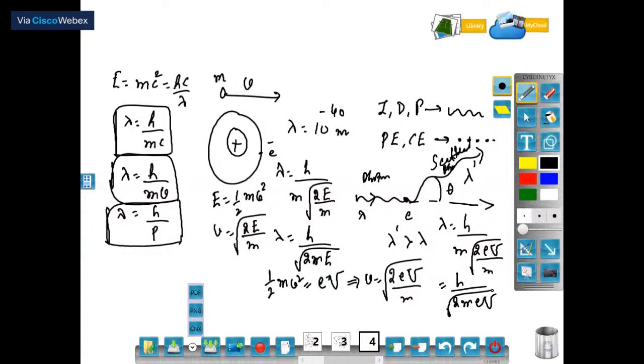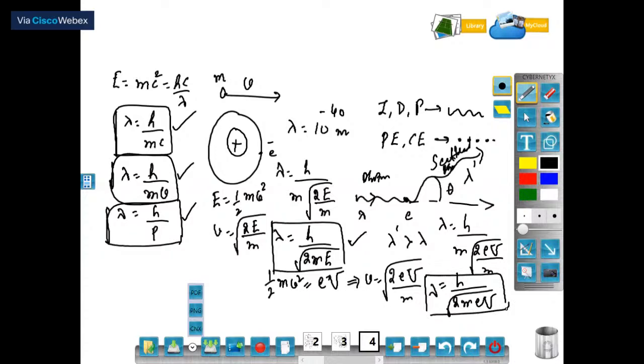So these are the various versions of the de Broglie wavelength. Lambda is equal to h upon mc, lambda is equal to h upon mv, which is h upon p. In terms of kinetic energy, it is h upon the square root of 2m into capital E. And in terms of the applied potential, it is this.